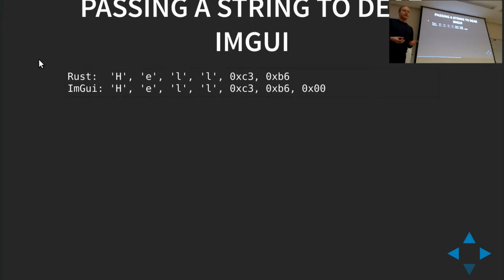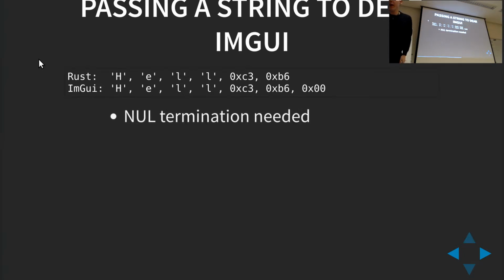Now, if we want to pass a string to Dear IMGUI, we can just forget about the C encoding things and just assume everything is UTF-8. So the difference is just 1 byte, that 0 byte in the end. But because we are passing stuff from Rust to IMGUI, we have to add something. We need null termination to make things work.